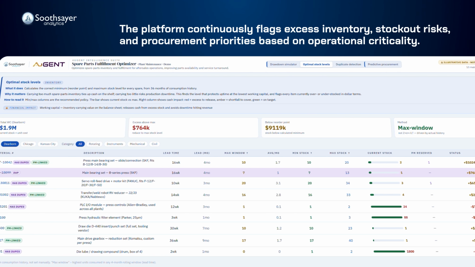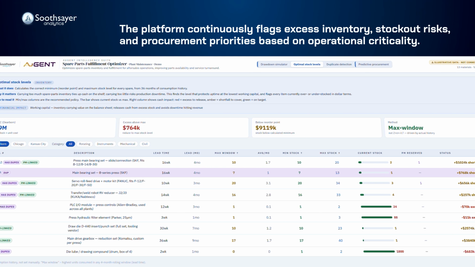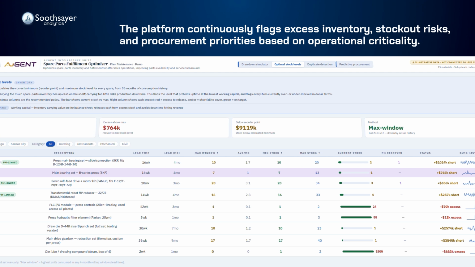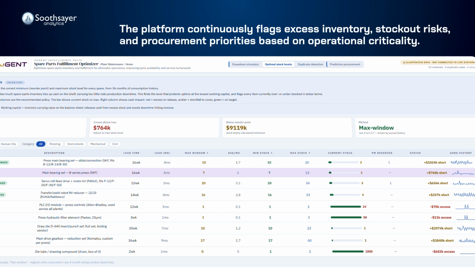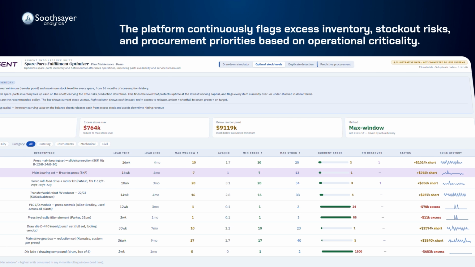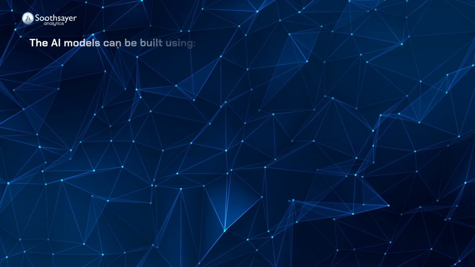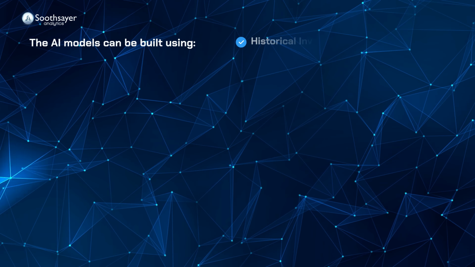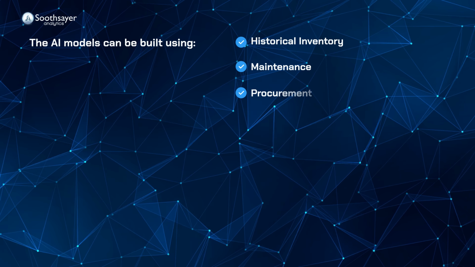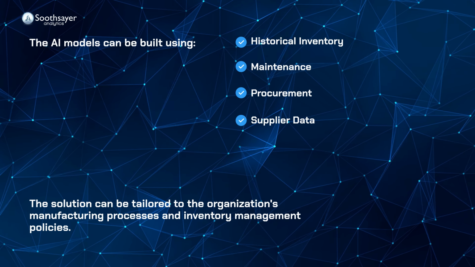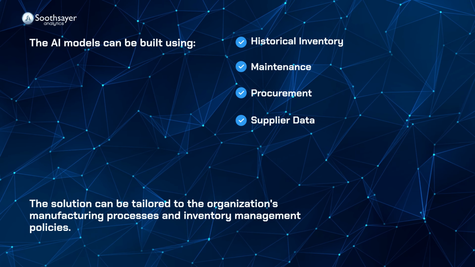This provides maintenance and procurement teams with complete visibility into inventory health, working capital, procurement priorities, and spare parts availability across multiple production lines, facilities, and equipment categories. The AI models can be built using historical inventory, maintenance, procurement, and supplier data, and tailored to the organization's manufacturing processes and inventory management policies.